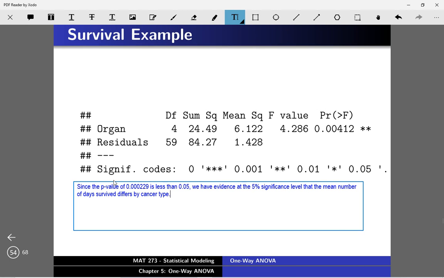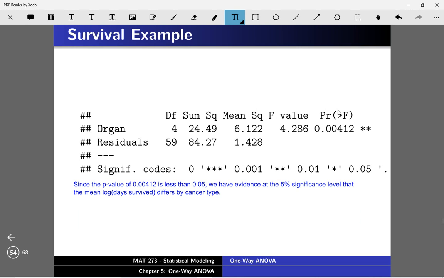Okay. So since the p-value is 0.00412, we have evidence at the 5% significance level that the mean log days survived differs by cancer type.